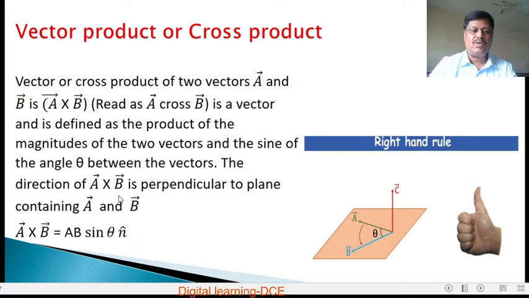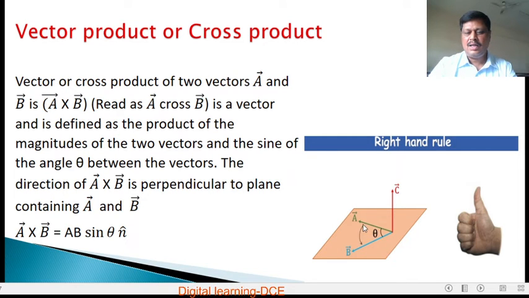The direction of a cross b is perpendicular to the plane containing a and b, and it can be mathematically written as a cross b is equal to ab sin theta into n cap. Here n cap is the unit vector. It gives the direction of a cross b.